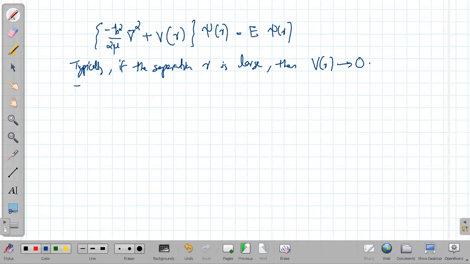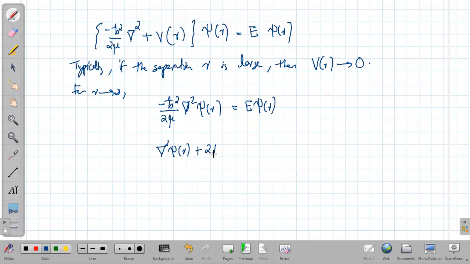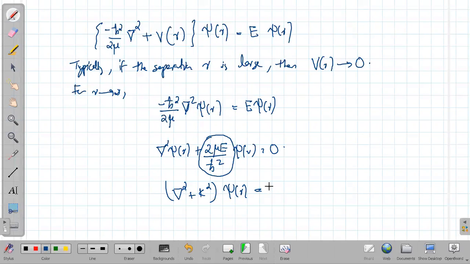So for such cases, that is for r tending to infinity or r very large, I can write the equation as minus h bar square by 2 mu del square psi of r equal to E psi of r, or del square psi of r plus 2 mu E by h bar square psi of r becomes 0. Now 2 mu E by h bar square I can write by the symbol k square. So this can be written as del square plus k square acting on psi of r equal to 0.